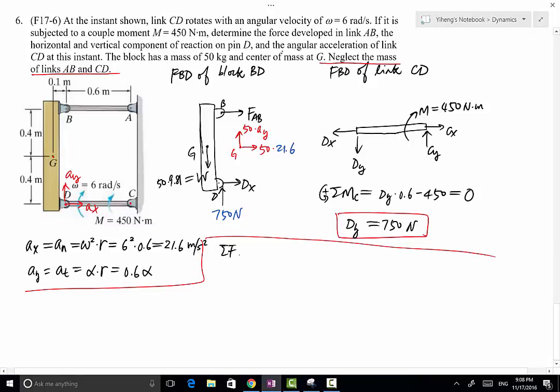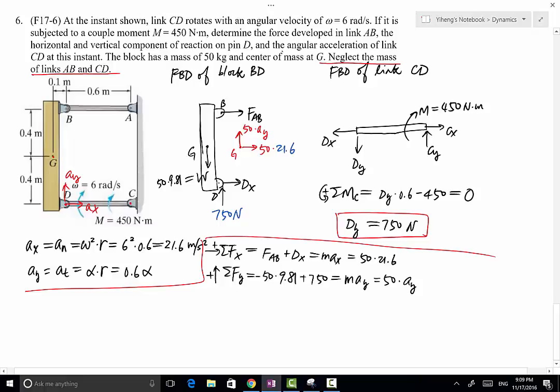So resultant force along the x direction for block BD, we have FAB plus Dx equals m Ax, which equals 50 multiplied by 21.6. Resultant force along the y direction equals the weight force, which is negative 50 times 9.81, plus 750, which equals m Ay, which equals 50 times Ay.